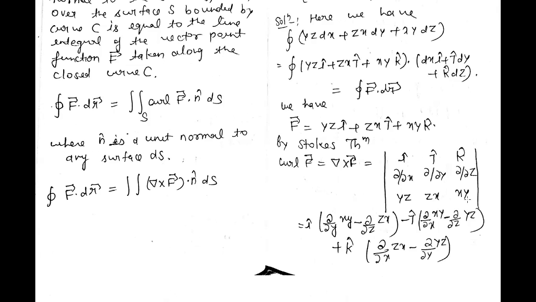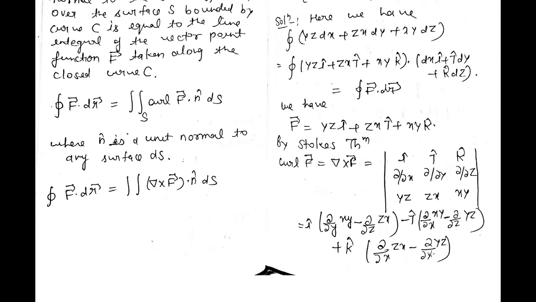Del upon del y into xy minus del upon del z into zx, right? Minus j cap. So this row and this column will be deleted. Del upon del x into xy minus del upon del z into yz plus k cap. So this row and this column will be deleted. Del upon del x into zx minus del upon del y into yz, right?